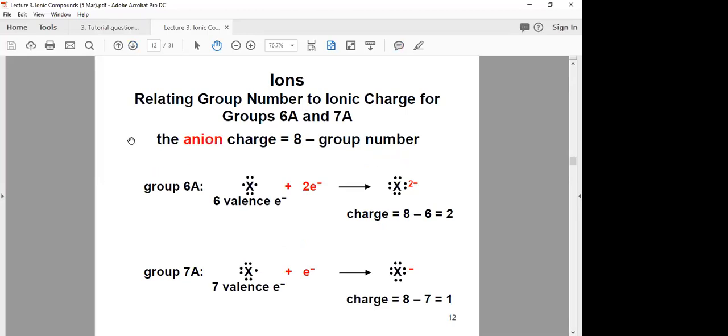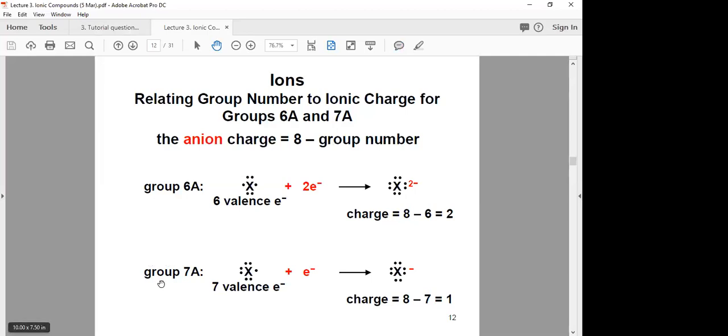Okay, now let's look at the major anions, which you'll find in groups 6A and 7A. Group 6A elements have 6 valence electrons. What do they do? They gain 2 electrons. And now we can see the plus 2 electrons is written to the left of this arrow, which means gain of electrons. So 6 plus 2 equals 8. There's our octet of electrons. And this element now has a 2 negative charge because it's gained 2 electrons.